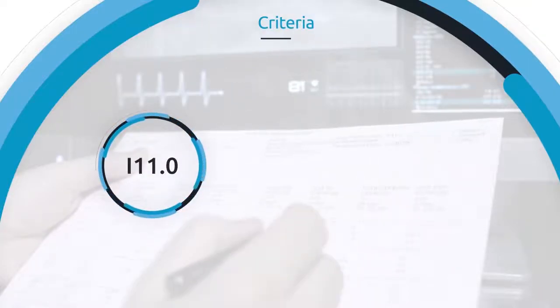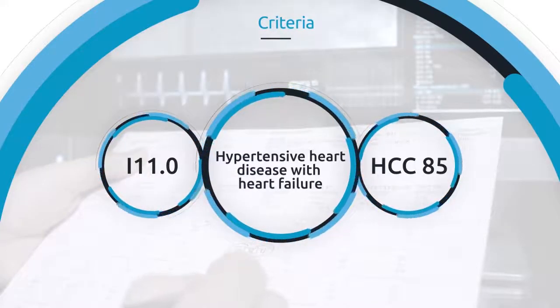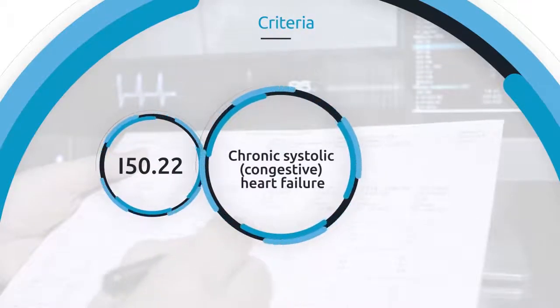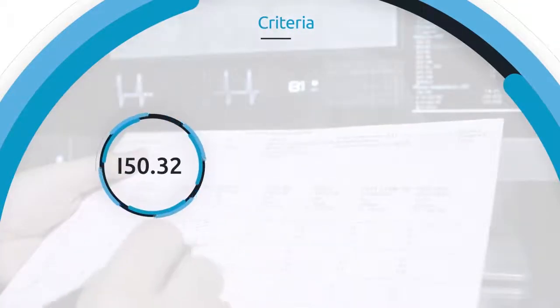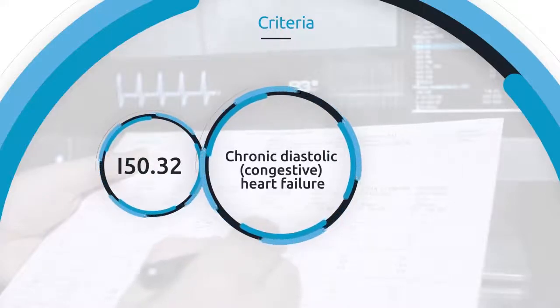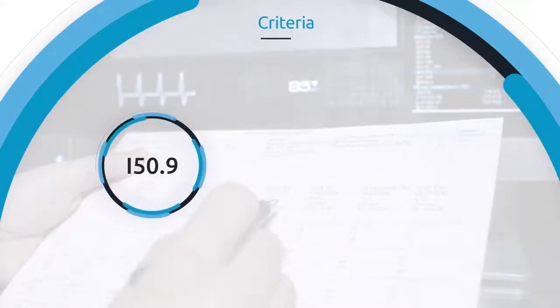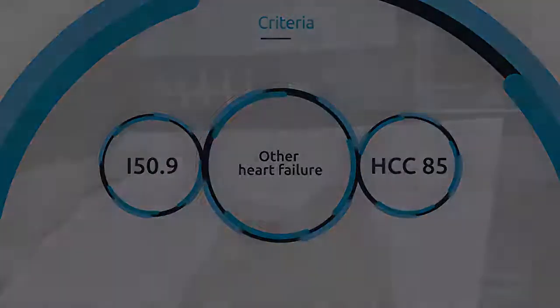The ICD-10 codes that fall under congestive heart failure include Code I11.0, which is for hypertensive heart disease with heart failure, with an HCC value of 85. Code I50.22, which is for chronic systolic, congestive, heart failure, HCC being 85. Code I50.32, which depicts chronic diastolic, congestive, heart failure, with an HCC value of 85. And lastly, the code I50.9, which is for other heart failure. Its HCC value is also 85.